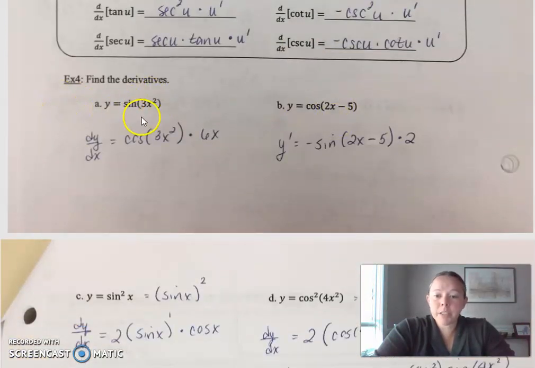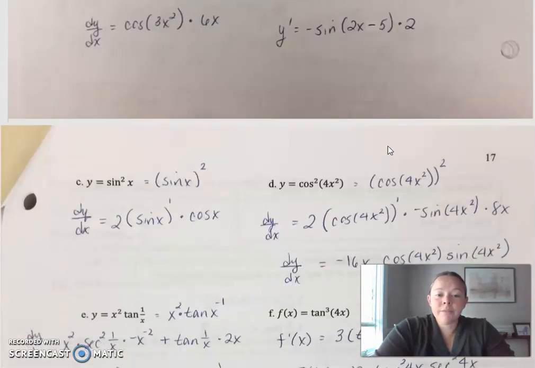So that's what these problems are. Here's a really basic one, and you'll notice it's not just x, it's 3x squared. So you do the derivative of the outside, so sine turns into cosine, where the inside stays the same, times the derivative of the inside. And there it is. Same thing here. It's just a binomial on the inside.